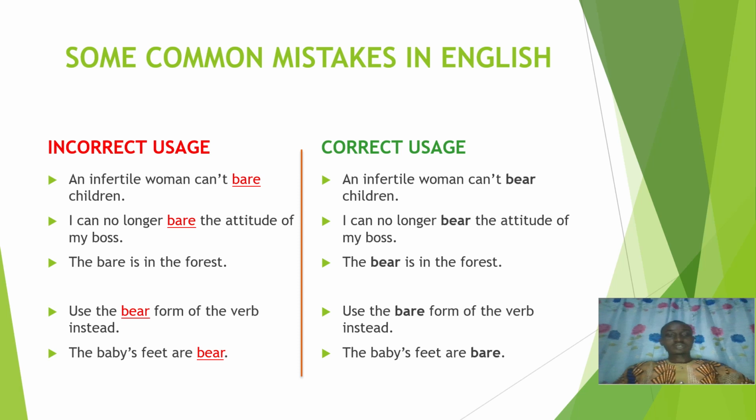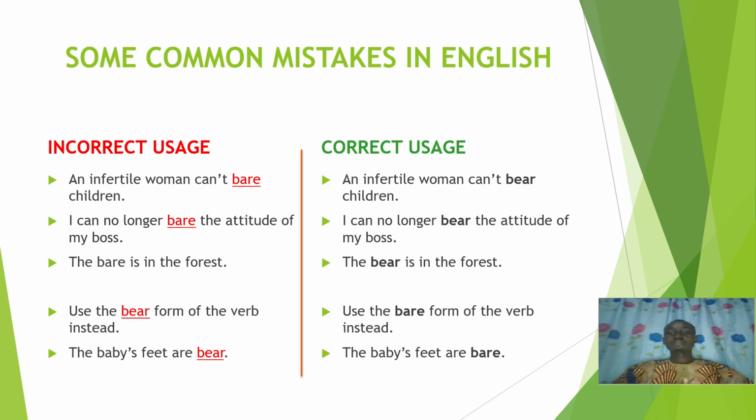As we move on to look at the next slide, we have the usage of bear. In our first sentence, we say an infertile woman can't bear children. So we are actually saying that she cannot give birth, she can't produce offspring. So we use BEAR. We're not referring to something that is uncovered or something that is in its basic form. No. And so it's wrong to use BARE.